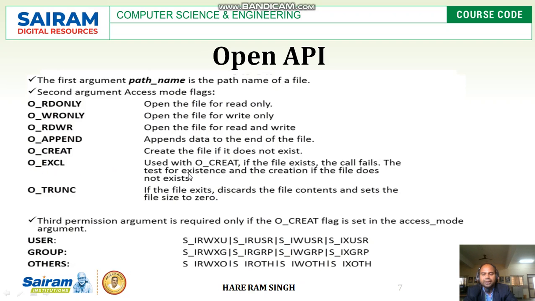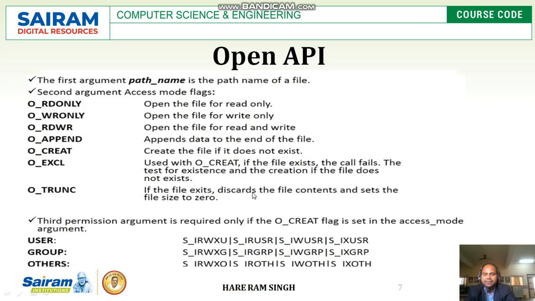Another value, O_EXCL, is used with O_CREAT. If the file exists, the call fails. These both should go together, because suppose you have raised this flag to create a file and that file is already existing, then that will be taken care of by O_EXCL. It is used with O_CREAT. If the file exists, the call fails. It tests for the existence, and creates the file if it doesn't exist.